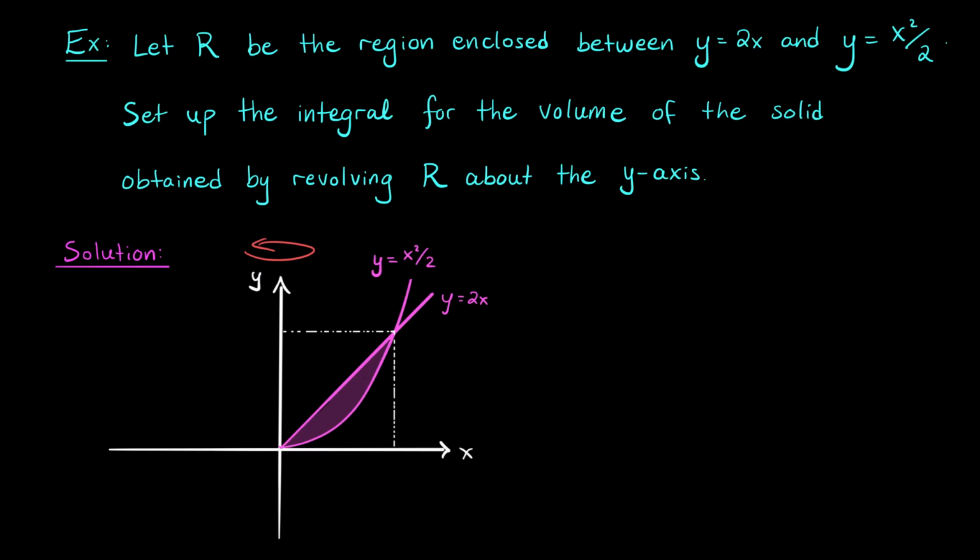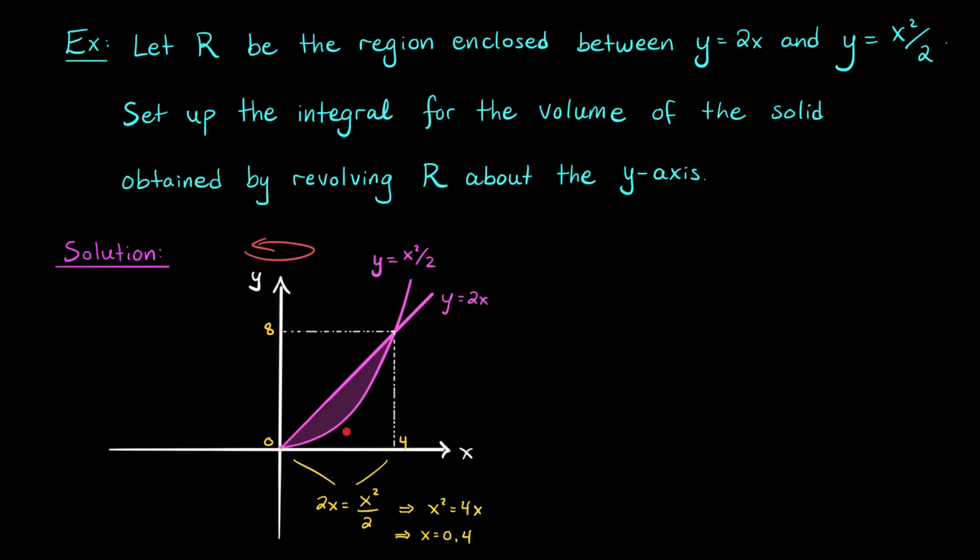Here, our region is enclosed between the curves y equals 2x and y equals x squared over 2. If we draw out these curves, which is how you should begin every volume example, you can see that the region R lies between these two intersection points, which we can solve for by setting 2x equal to x squared over 2. We get x squared equals 4x, hence x equals 0 or x equals 4. And to get the corresponding y values, you could plug 0 and 4 into either of these two functions. You'll find that y equals 0, or at the other point, y equals 8.